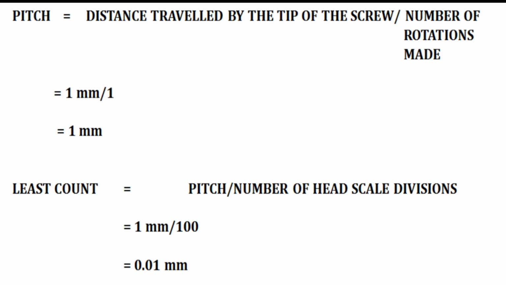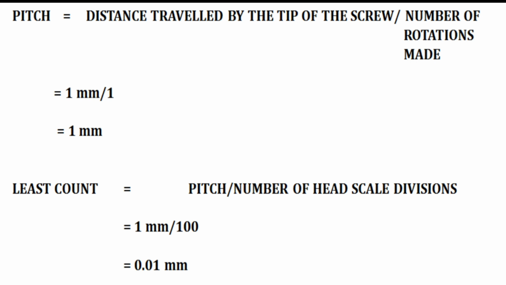To find the least count of a screw gauge, first I have to calculate the value of its pitch. That is, I have to calculate the pitch of the screw. So what is pitch? If you look at a screw, you can see a thread running on its surface. The perpendicular distance between the successive threads of a screw is known as pitch.